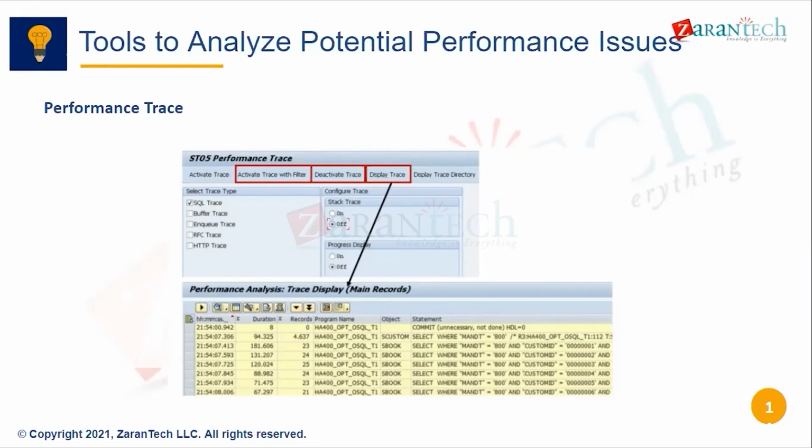That's the first step. Once that is done, we go back to Joseph and ask him to run the report. Once Joseph confirms that the report is completely executed, we come back to this particular ST05 and click on the deactivate trace button. Once you click on it, display trace will be enabled. Then click on display trace to see the trace entries.